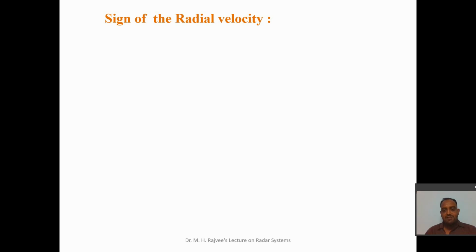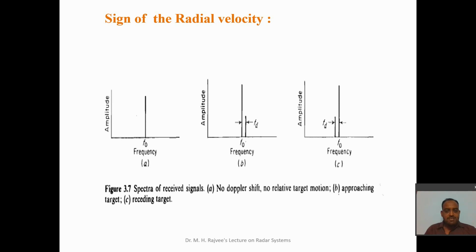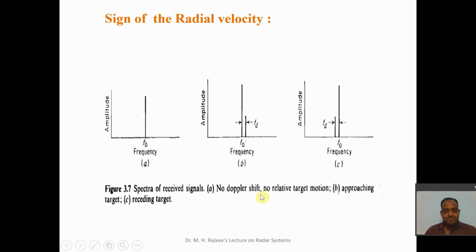Hello everyone, welcome back. The topic of this lecture is sign of radial velocity. Consider you have transmitted a signal from the CW radar having a frequency f0. If the target is stationary, then it will return the same frequency f0. No Doppler shift, no relative motion in the target.